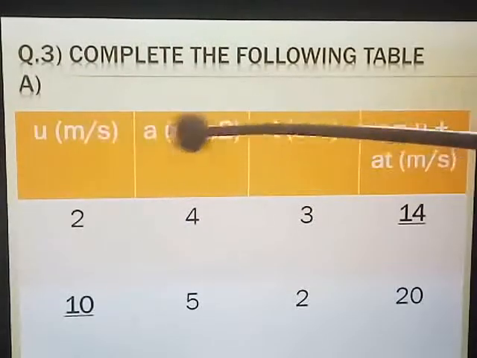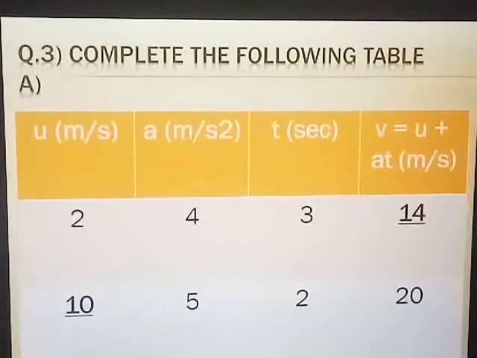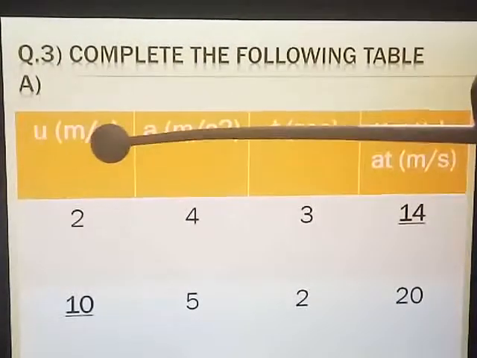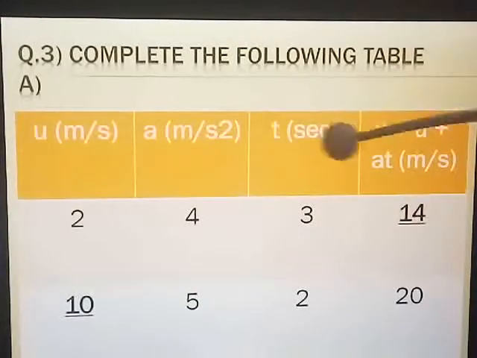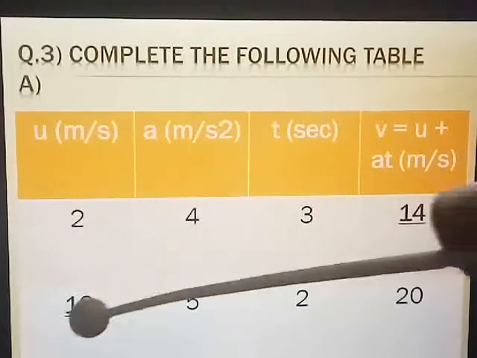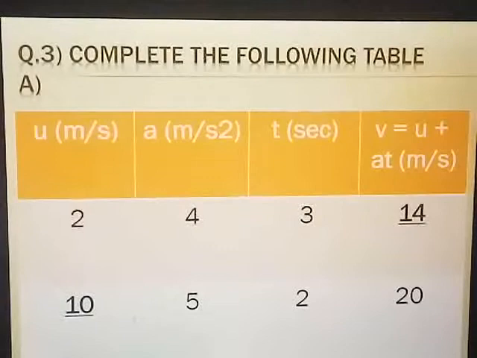This all in the brackets are what? They are the units for that particular physical quantities. For u it is meter per second, v it is meter per second, a it is meter per second square, and t is time in seconds. Now these are the blanks which they have given. These values are provided to us using this formula. For the first one you have to find v, and for the second one you have to find u.